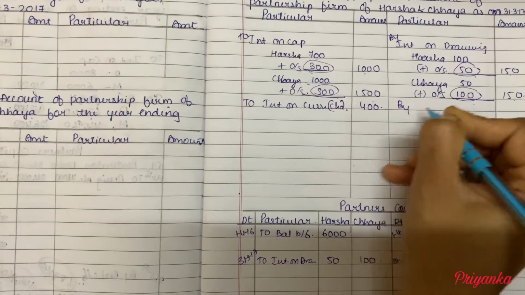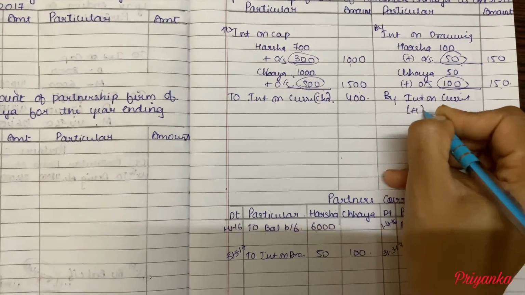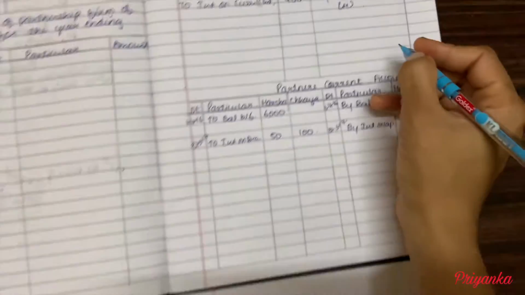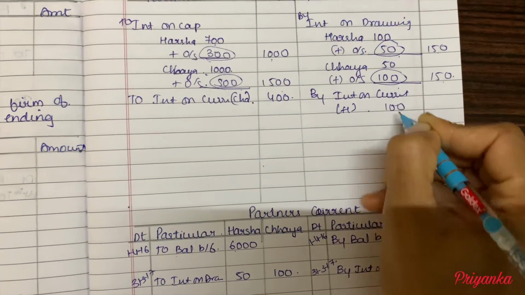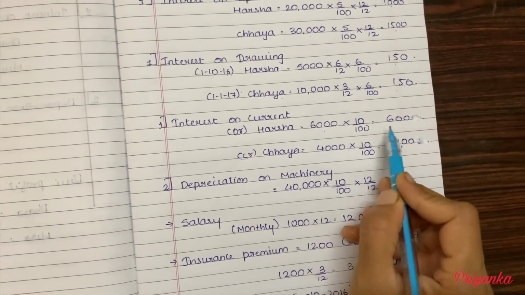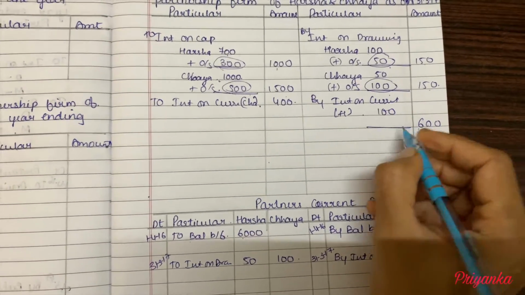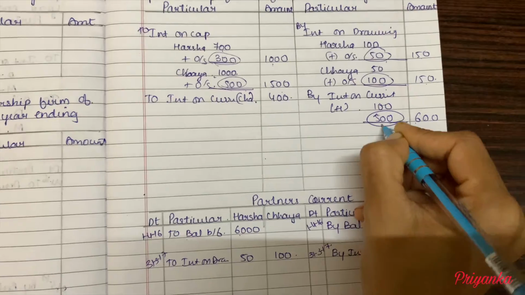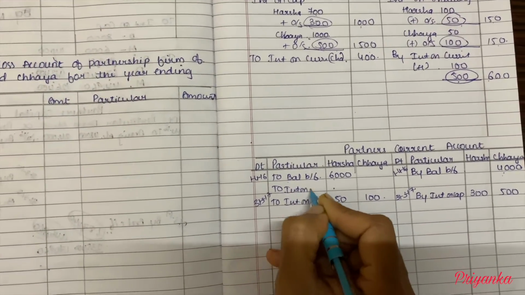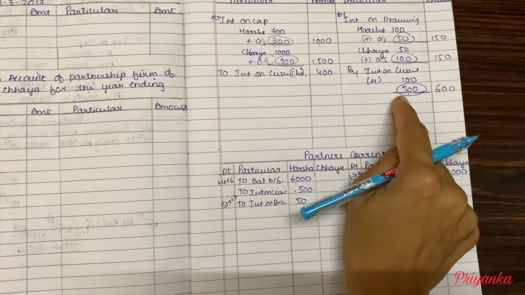Then interest on current of Harsha. Before we write, here in the question it is given 100, so don't forget to take that 100, and here in the calculation of 10% of 6,000 we got 600. So outside it would be 600. The difference of these two is 500, and this 500 is going to move over here as interest on current, and in Harsha we are going to write 500. That is the difference of this.